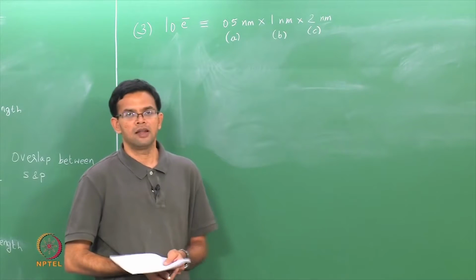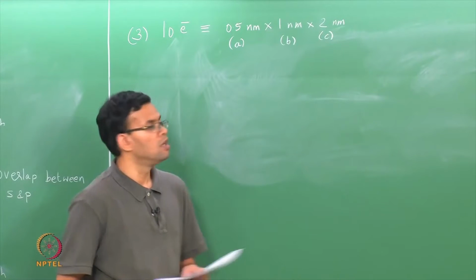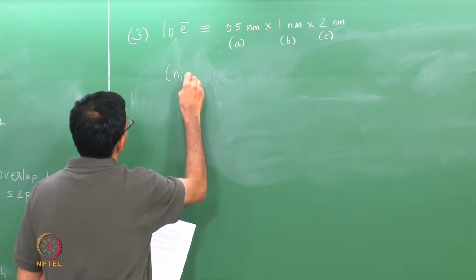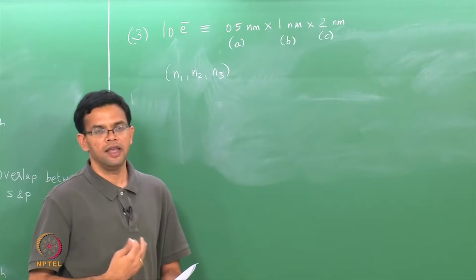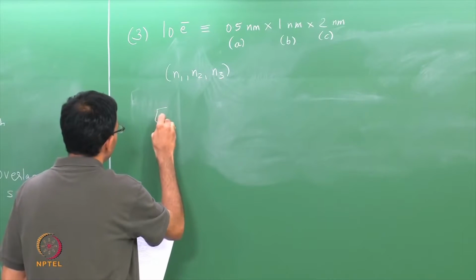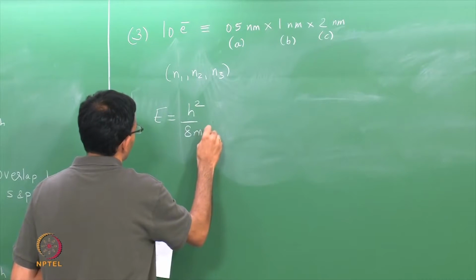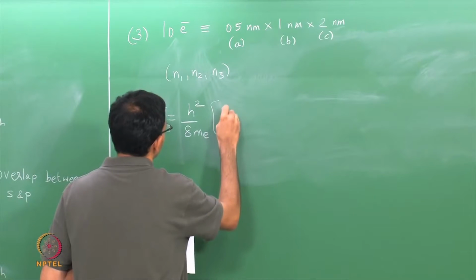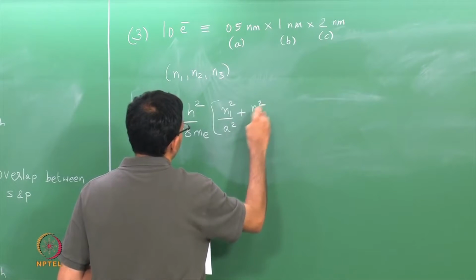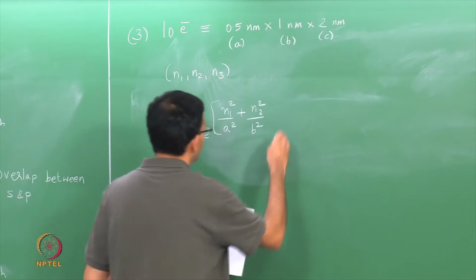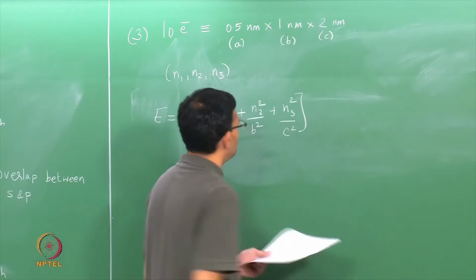So, for an electron in a slab there are essentially 3 quantum numbers n1, n2 and n3. So, we have a set of quantum numbers n1, n2 and n3, and they are used to define the energy of the electron. So, E in this case is nothing but h square over 8 me, n1 square over a square plus n2 square over b square plus n3 square over c square.